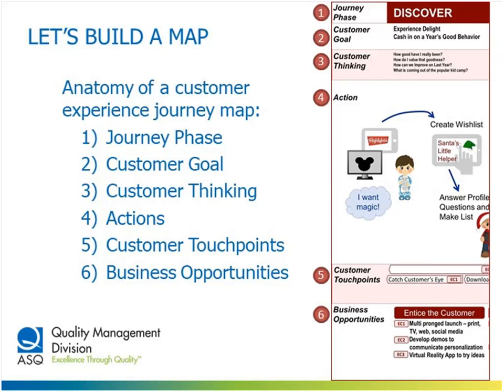The action is the fun part. That's the part that a lot of people look at. It's a really high-level map of both the happy path and a couple of the variant paths that may happen, and then the customer touch points, and then business opportunities on the bottom.